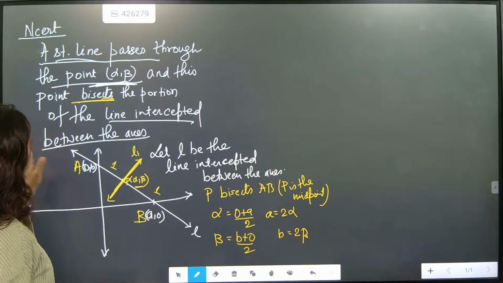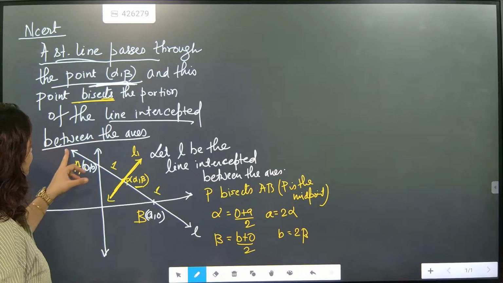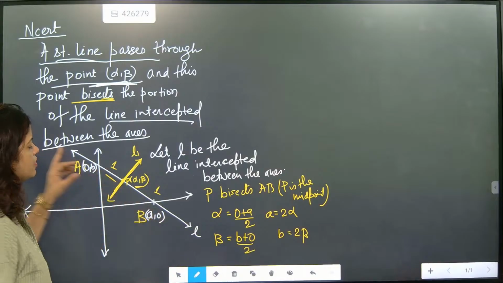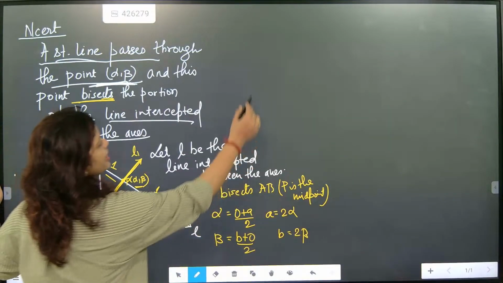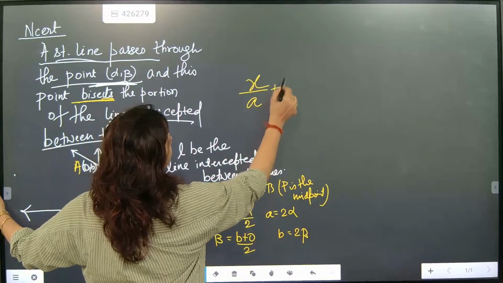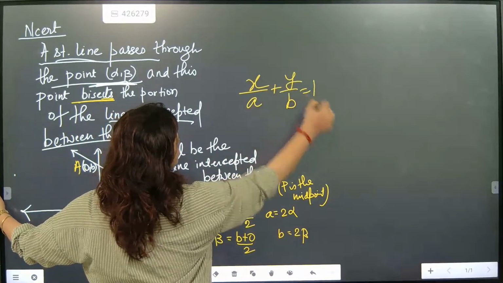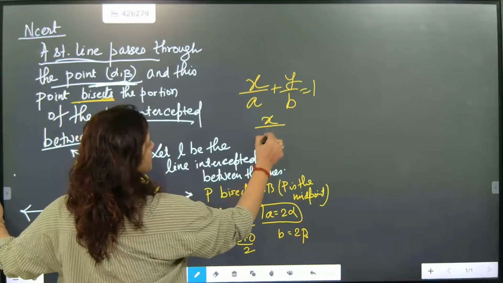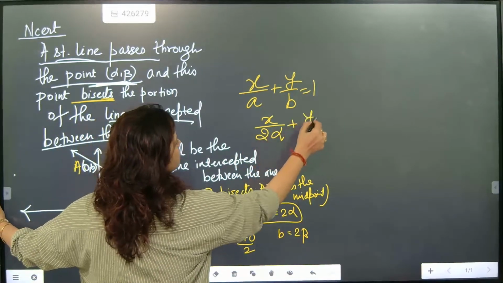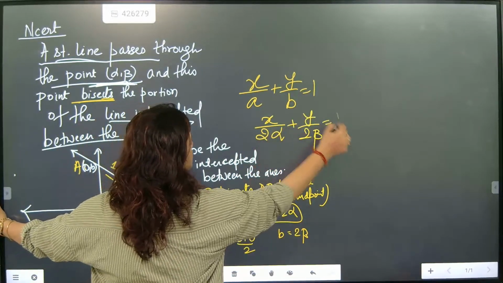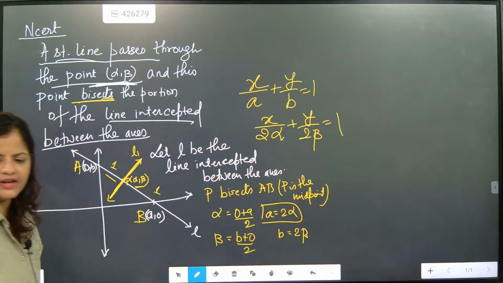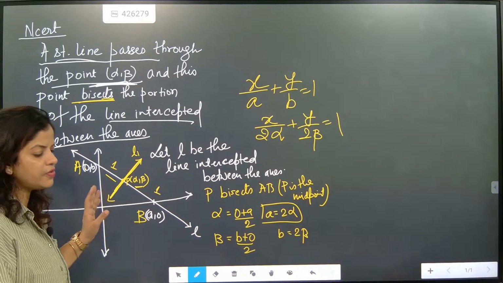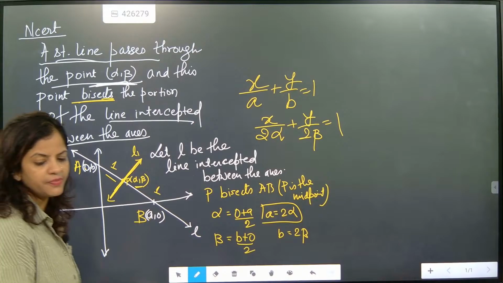So now a straight line passes through this. So we have to find the equation of this line. Once we form the equation of this line, the equation is x by a plus y by b equal to 1. But the value of a is 2 alpha. So it will become x by 2 alpha plus y by 2 beta equal to 1. We got the equation of the line L1 which is intercepted by this line.